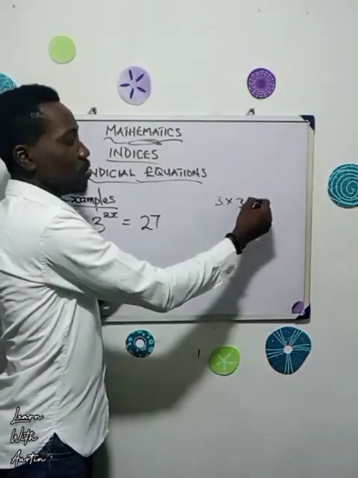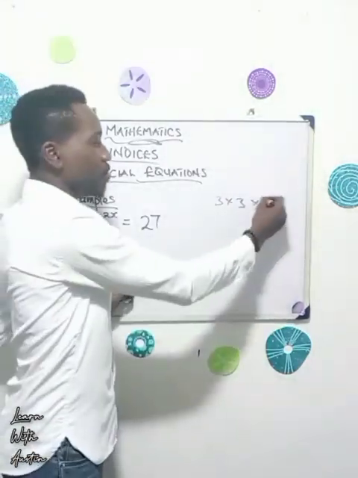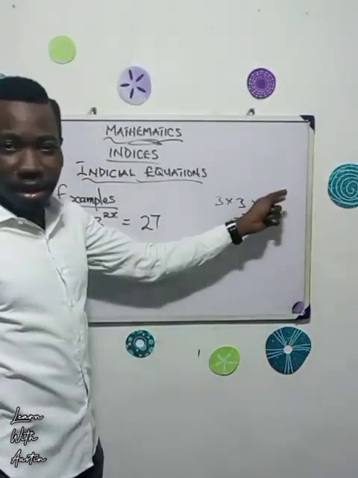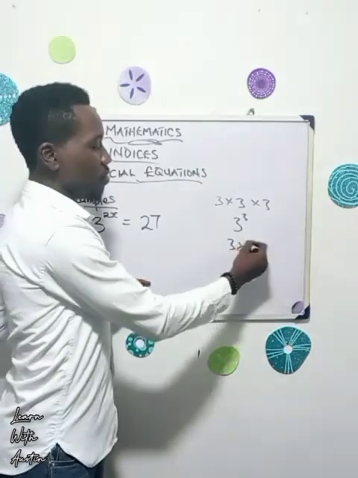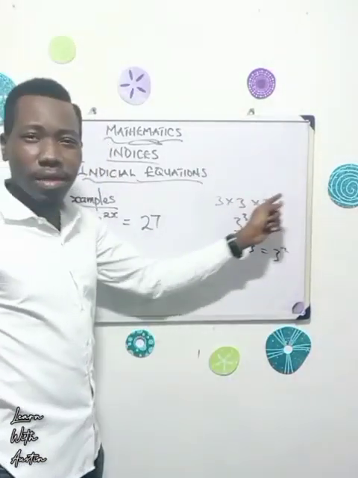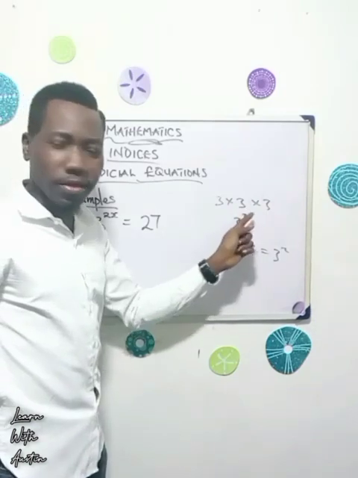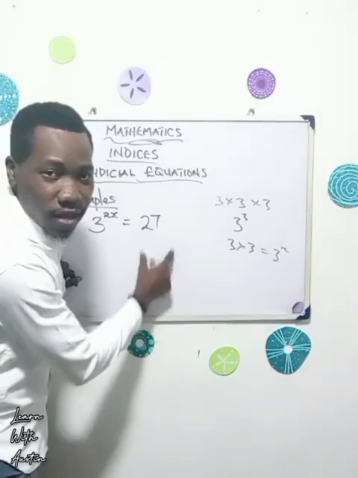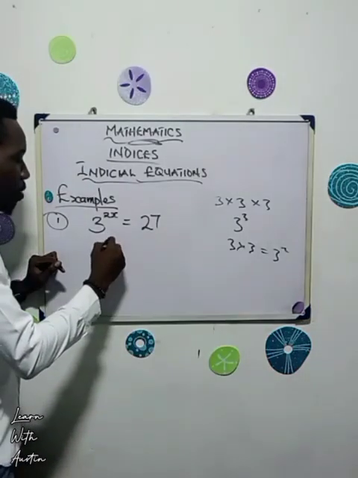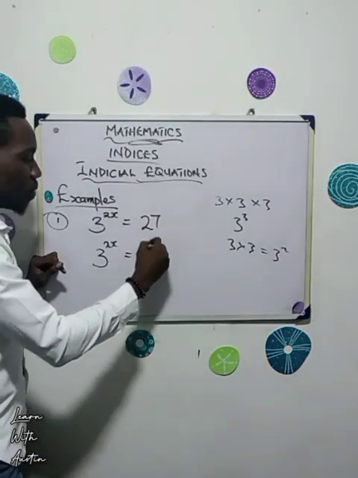3 times 3, that's 9. 9 times 3, that's 27. So it means that 3 raised to the power of 3 times, alright? If you have just 3 times 3, that's 3 raised to the power 2. So 3 times 3 times 3 will give us 3 raised to the power of 3. So we can now express 27 as 3 raised to the power of 3. So we have 3 raised to the power of 2x equals 3 raised to the power of 3.